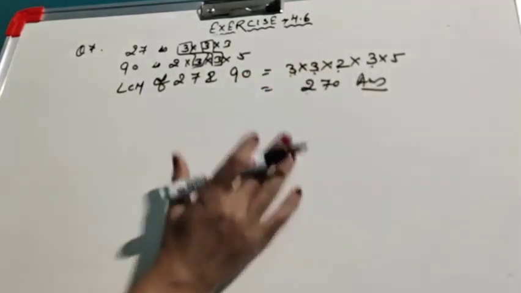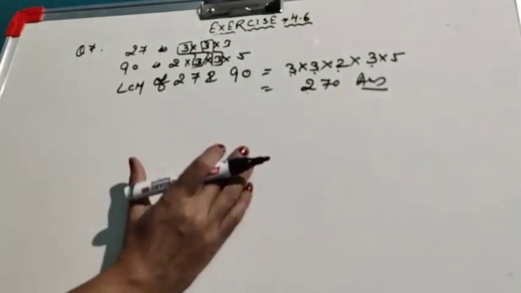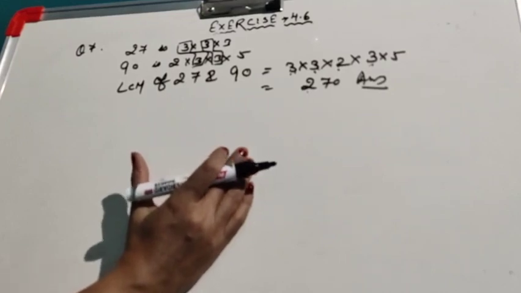Now, for the next class, I have given only one question as your homework, question number 8. If you have any doubt, you will ask me in the doubt class. Next class we will conduct a doubt class.